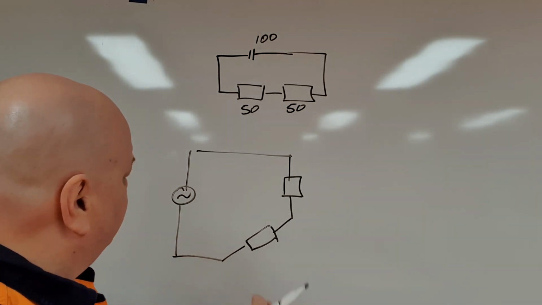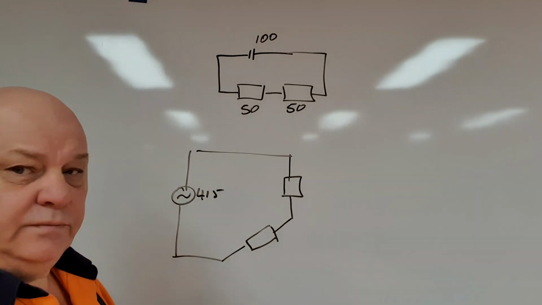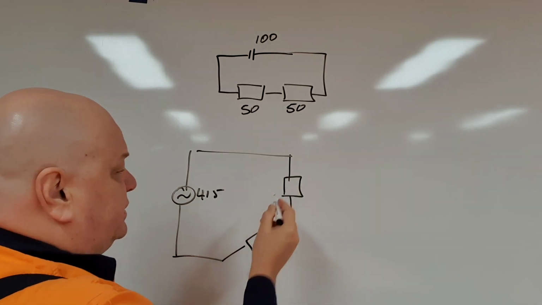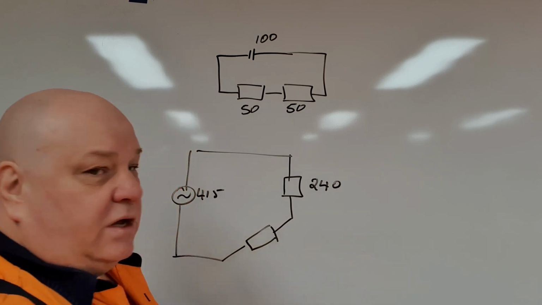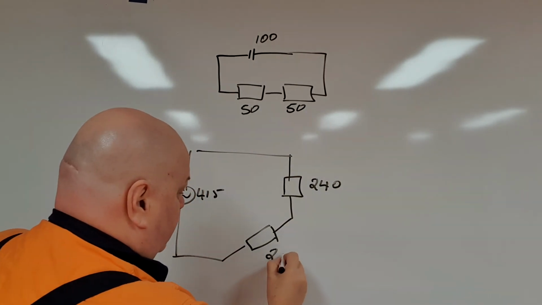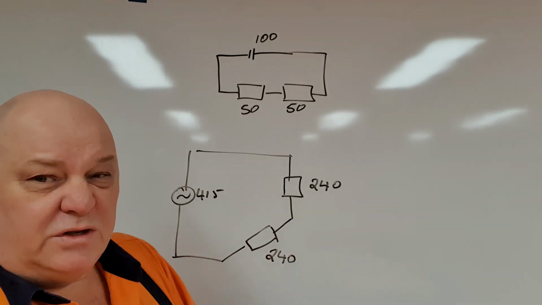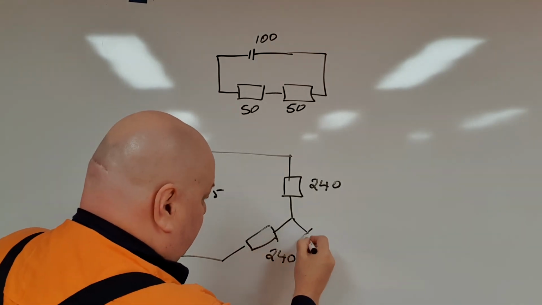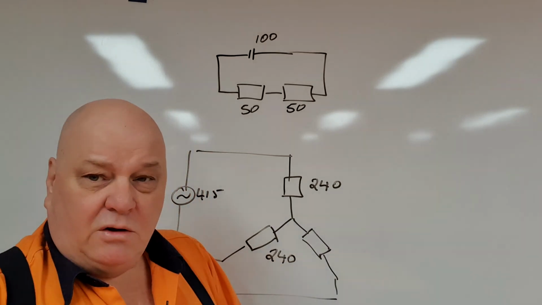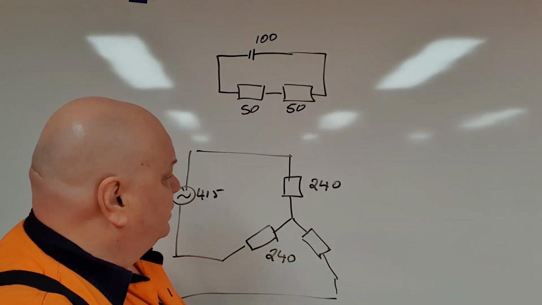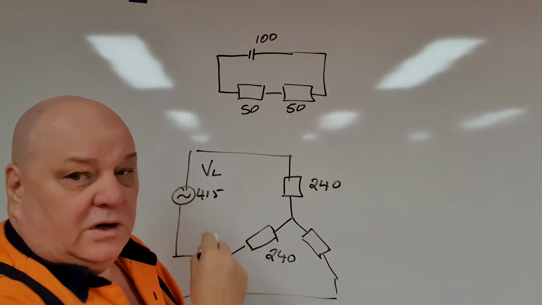Okay, so now we've got 415, and in this leg here we've got 240 and we've got 240, and of course another leg down here which will then go off to another phase. So here what we've got, our line voltage is our supply.